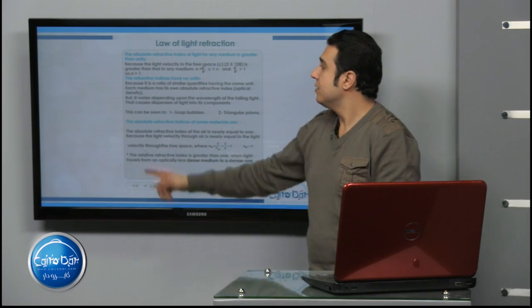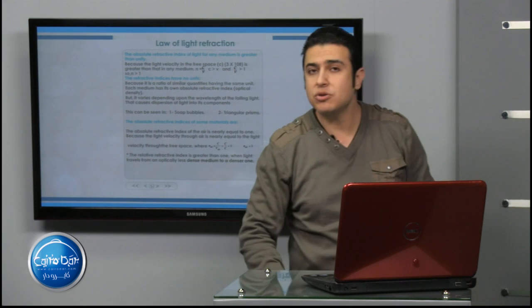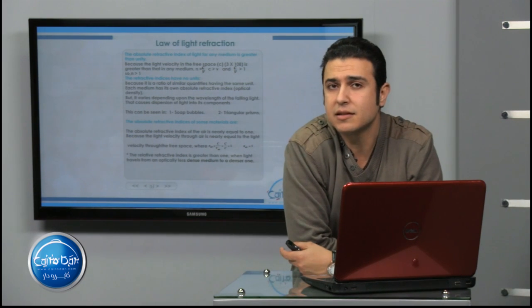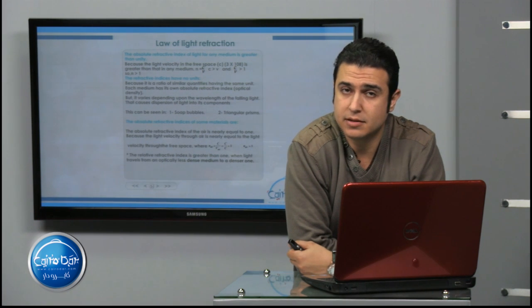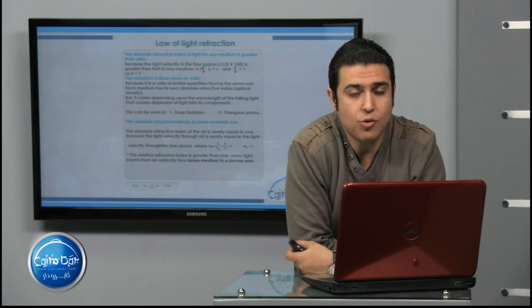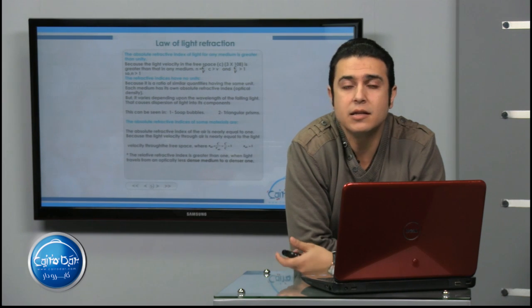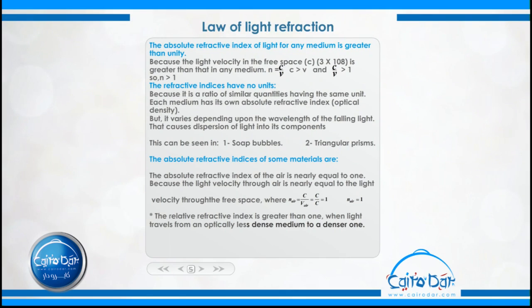Another question: the refractive indices have no units. Any refractive index has no unit. Why? Because the refractive index, whether relative or absolute, is a ratio between two similar quantities, having the same unit. So they have no units.